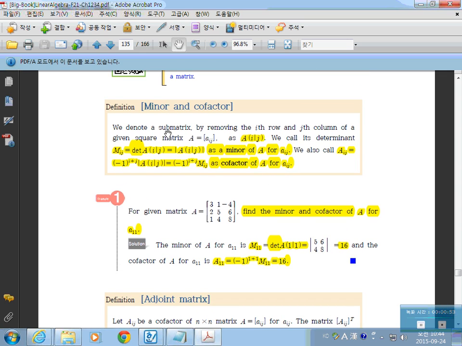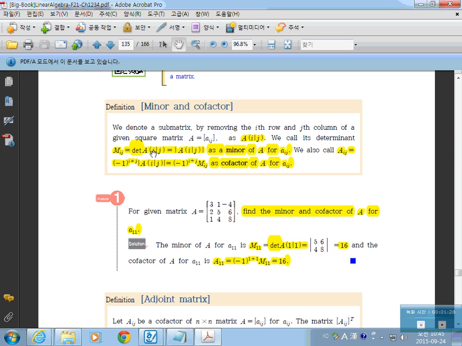First, we introduce two definitions. One is a minor and the other one is a cofactor. First, suppose we have an n by n matrix A like this. If we delete the ith row and jth column of the matrix A, then we denote that n minus 1 by n minus 1 square matrix in this form. We delete the ith row and jth column, so it's a smaller matrix than the given one.